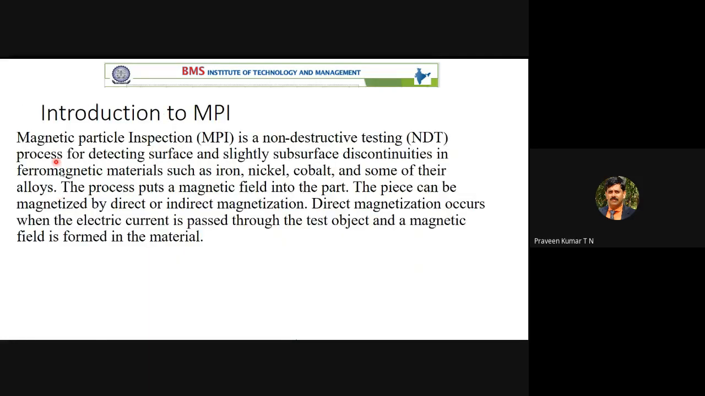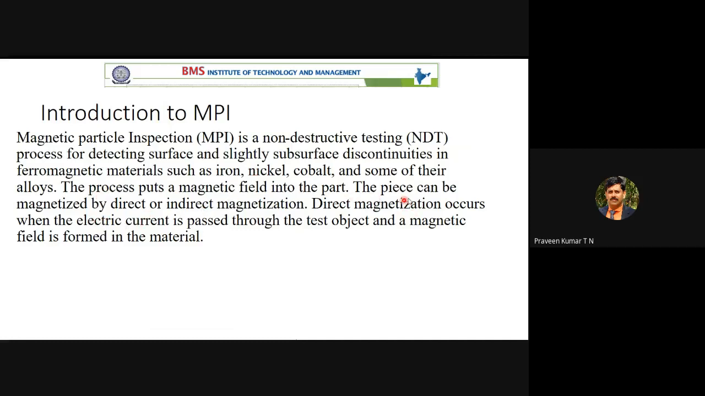Now, according to this part, it's available in your manual also. Magnetic particle inspection is a non-destructive testing method that you have already discussed. It is used for detecting cracks in the surface and slightly subsurface discontinuities. Even if a crack is around 0.1 mm or 0.2 mm in depth, we can find it out. That is what is subsurface. This applies to ferromagnetic material like iron, nickel, cobalt, and some other alloys.